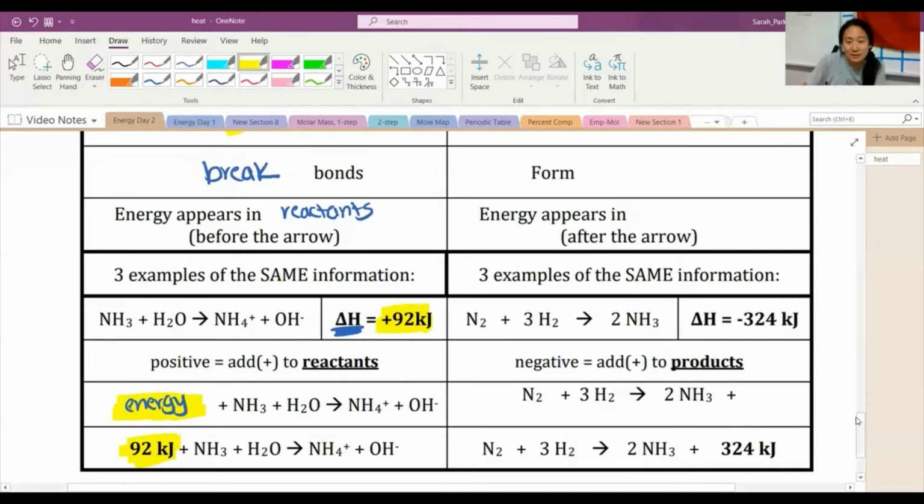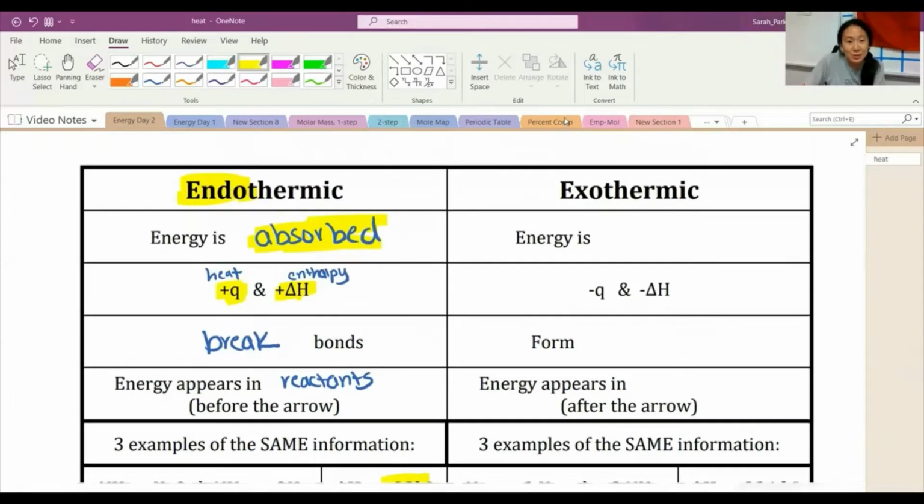So then in the exact same fashion here, exothermic then, energy is being what? Released. How do you denote an exothermic reaction? By using a negative number. Negative, negative. Remember, Q is heat, delta H is just enthalpy. You can write that in really quick.